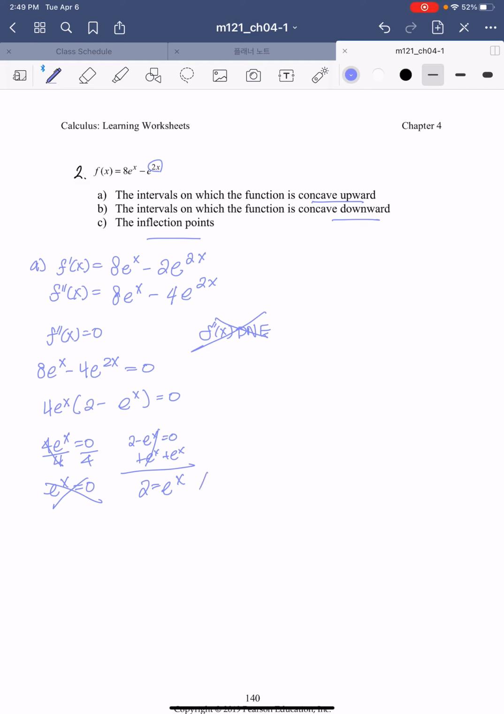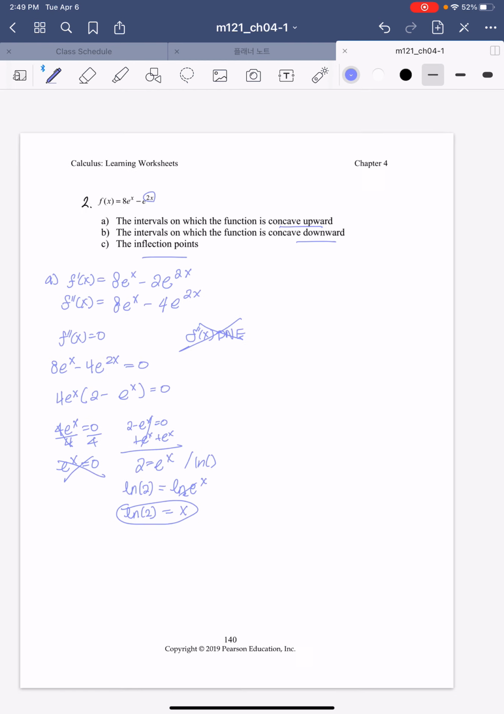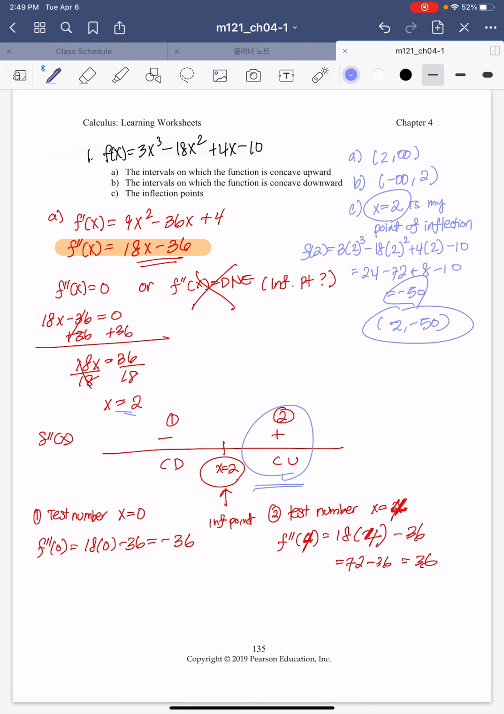So if I apply the ln, then I'm going to have ln of 2, and then ln of e to the x by the property, because ln is a base e. This cancels out, so x is equal to ln 2. So we do have an x value. That number right over here, I'm going to use it to partition the number line. Could be a possible inflection point if there's a concavity change.